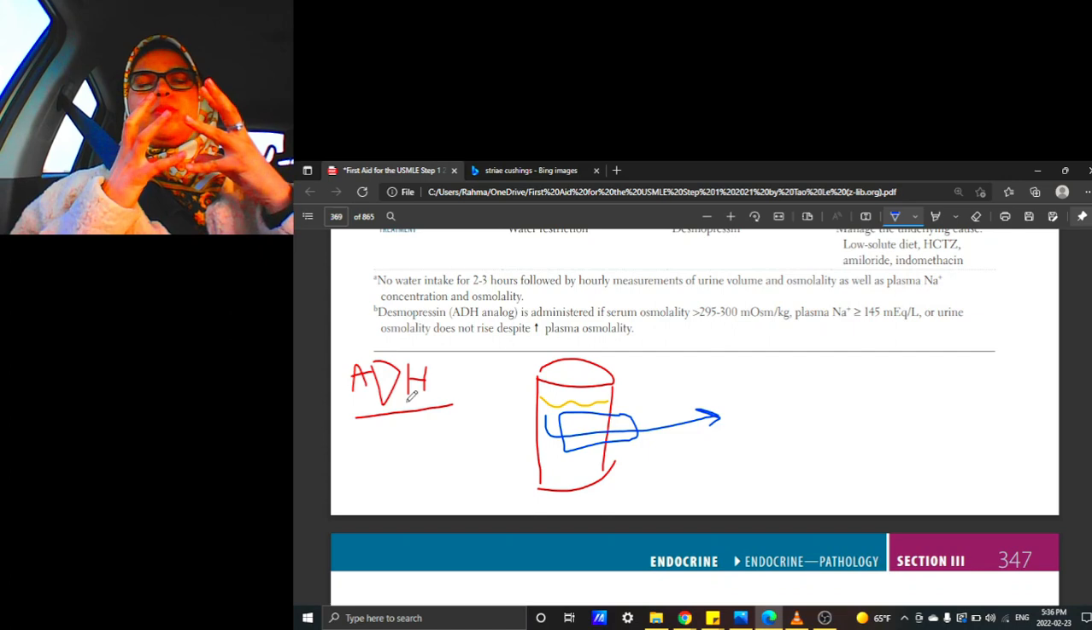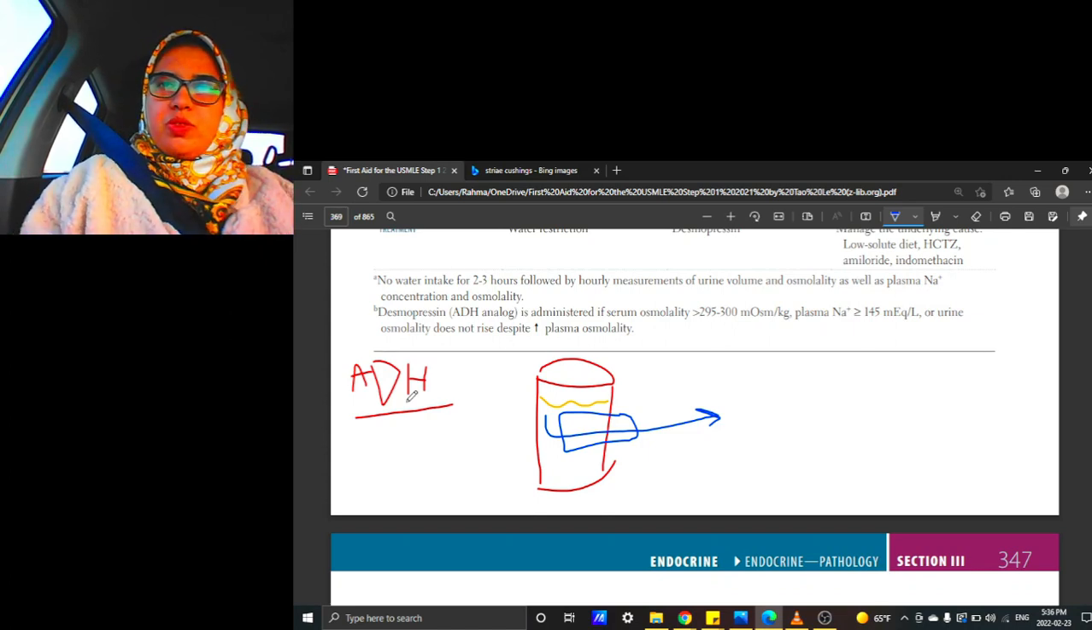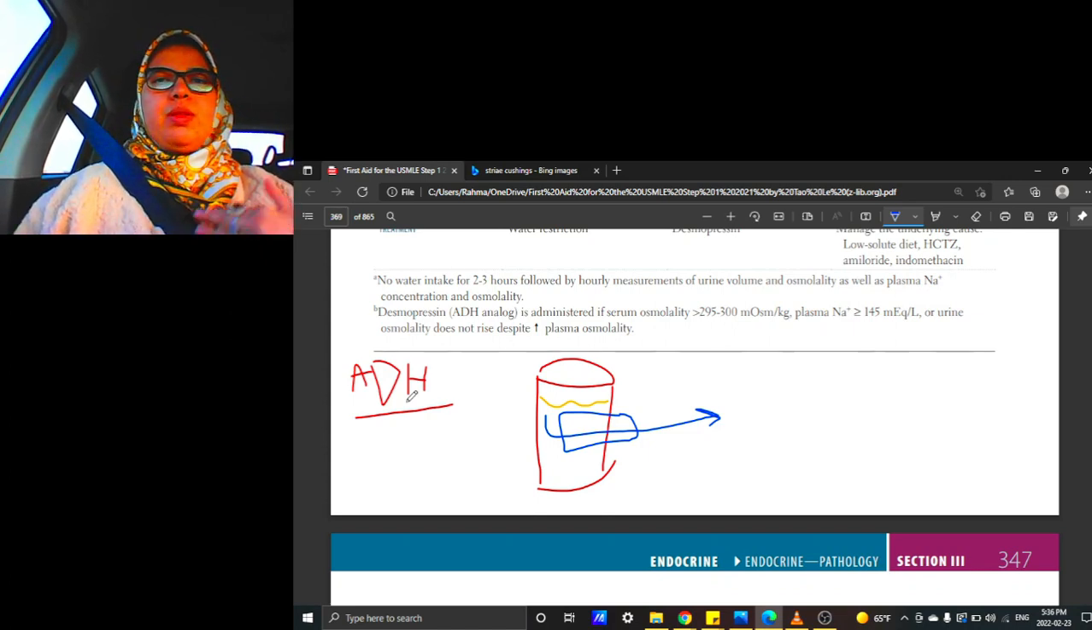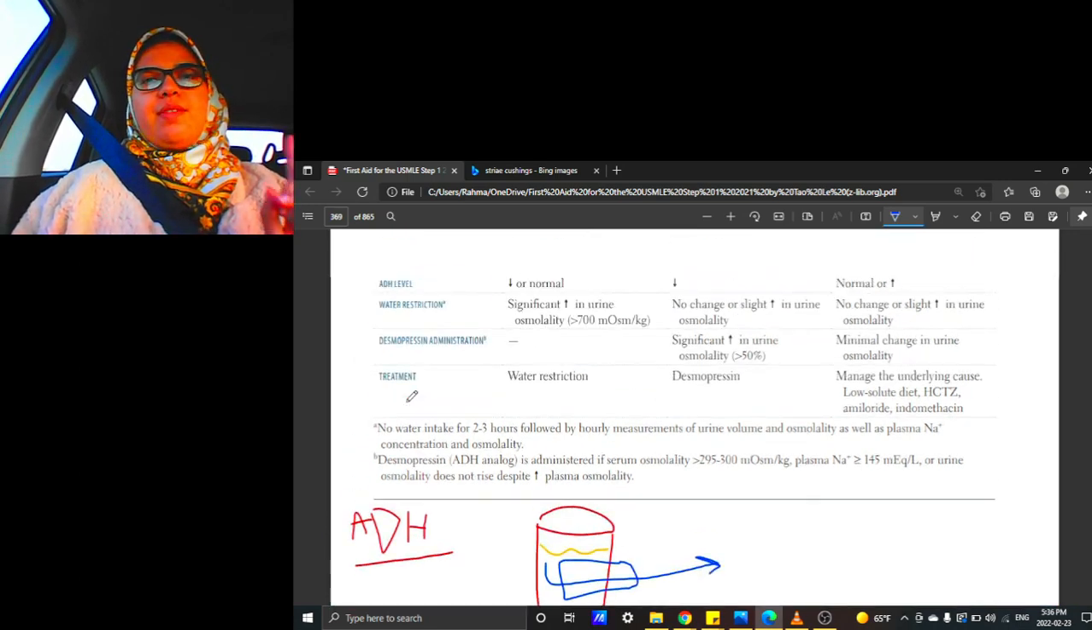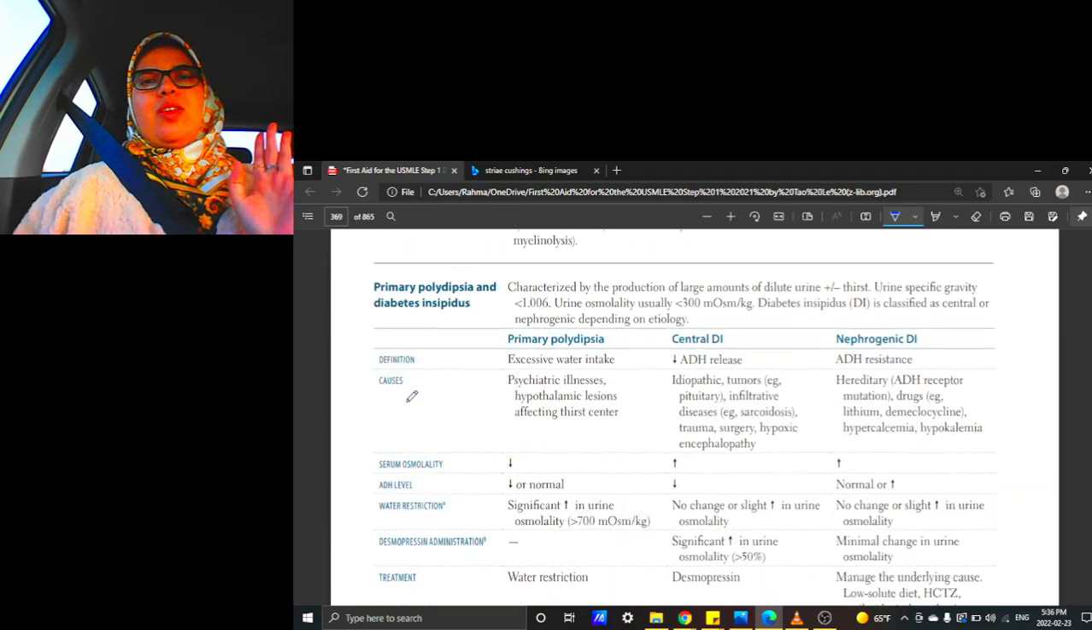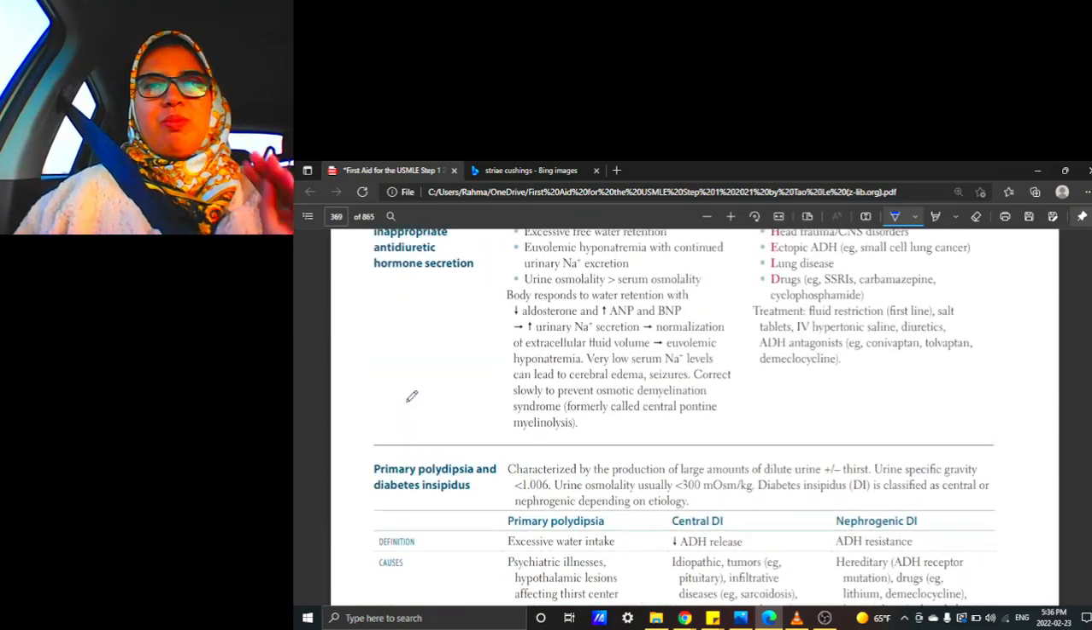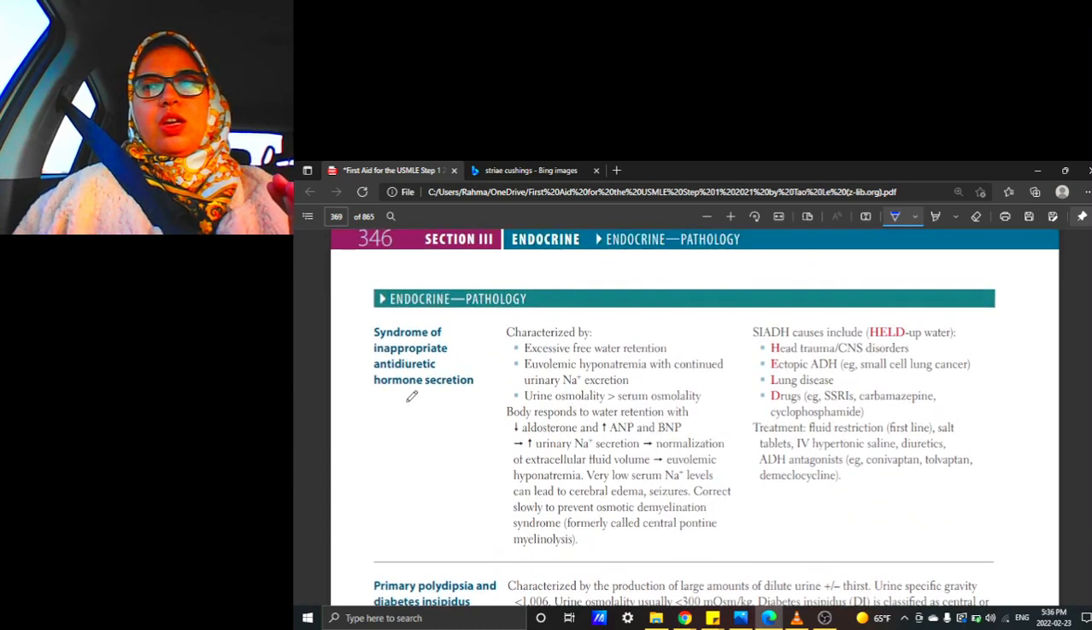So if I take out water from something, it's going to have more solutes. Those solutes are going to make up the osmolality. So osmolality of urine will go up when you have ADH. Now we have a lot of conditions involving ADH, and it can be confusing, but if you have your foundations, it will make sense.